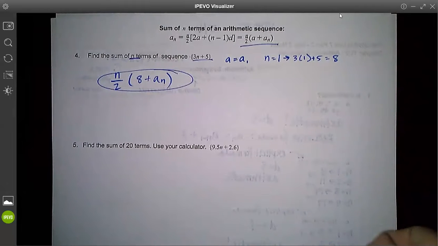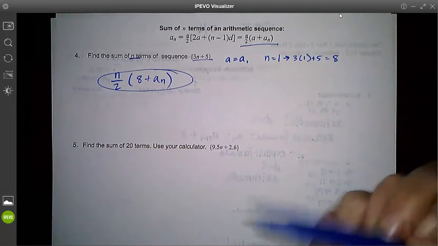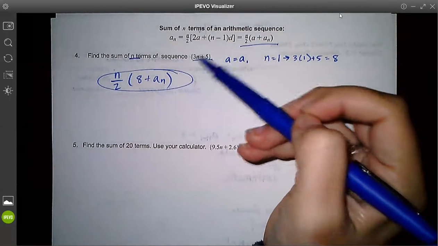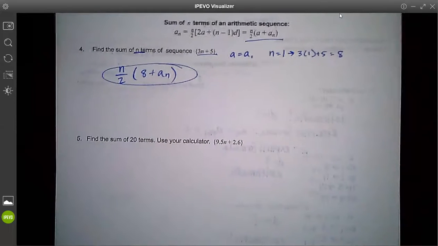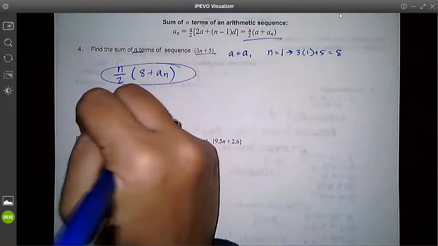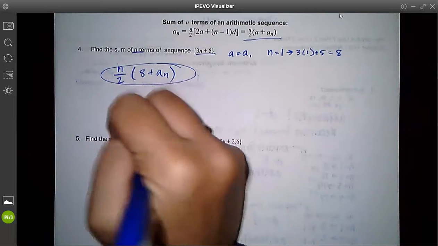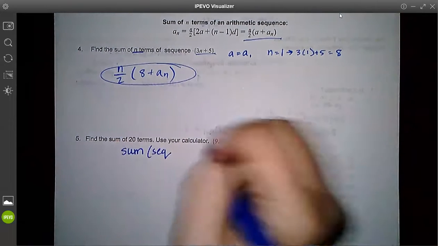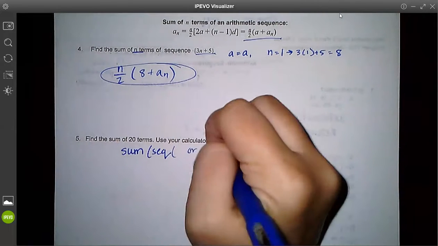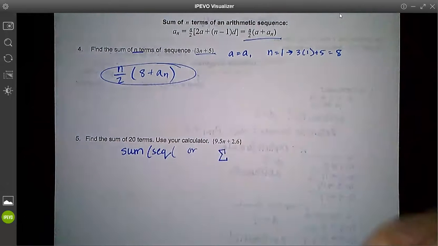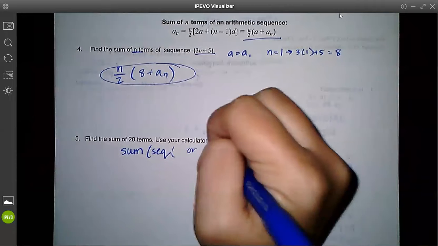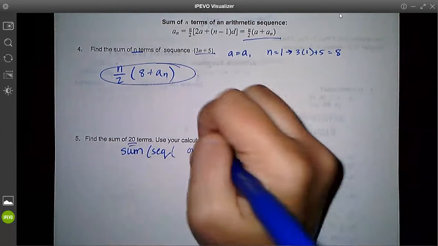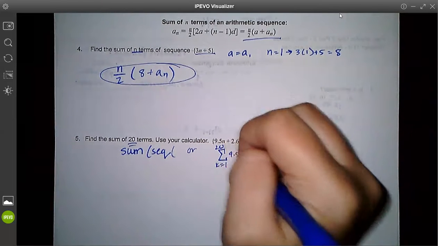Now, if it said find the sum of 9 terms of the sequence, you'd plug in 9 for n, and you would need to find the 9th term by plugging in 9 for this sequence. On your calculator, you're going to use the sum and the sequence key, or you can use the sigma. If you use sigma, you will start with k equals 1, and you're going to go up to whatever your term is here, 20, and 9.5n plus 2.6.